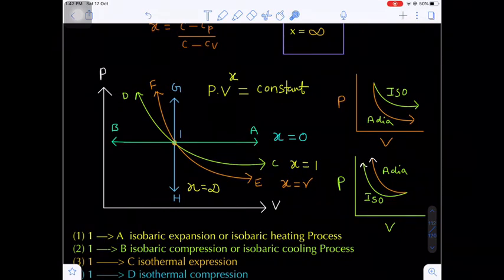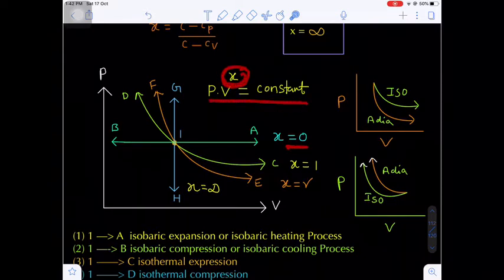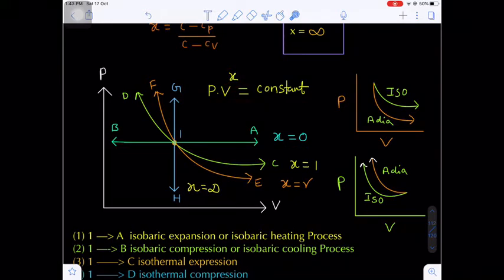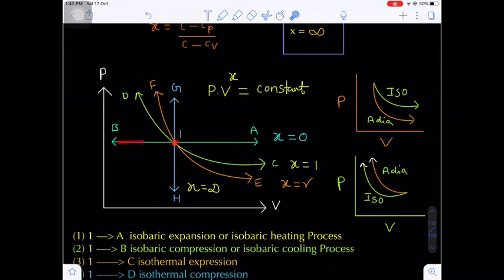Okay. Now all these processes I am representing in the PV diagram. On the y-axis I am taking the pressure, whereas on the x-axis I am taking the volume. First of all, the exponent value I am taking is 0. If you take the exponent value 0, you will get P equal to constant. That is called isobaric process. So this is the point 1. In isobaric process, the pressure remains constant. So that's why there is a straight line parallel to the x-axis or perpendicular to the pressure axis.